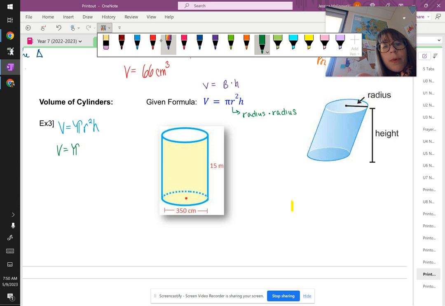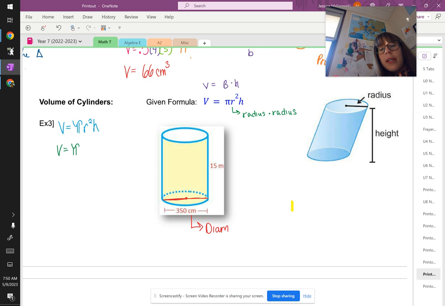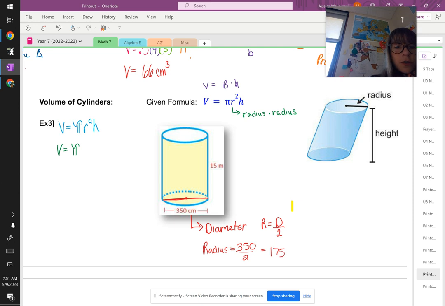Right down here at the bottom, that 350 centimeters, they're showing me that 350 centimeters is across the whole thing. So that is not my radius, that is actually my diameter. Remember how to take the diameter and find the radius: radius is equal to diameter divided by 2. So our radius is going to be equal to 350 divided by 2, which is 175. So in for my r now, I can put 175.